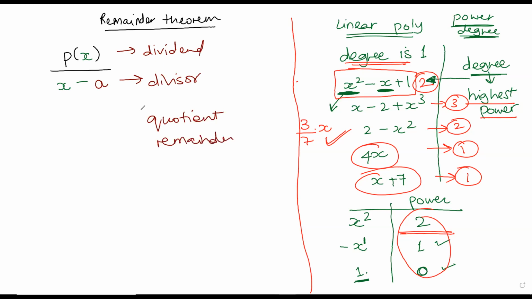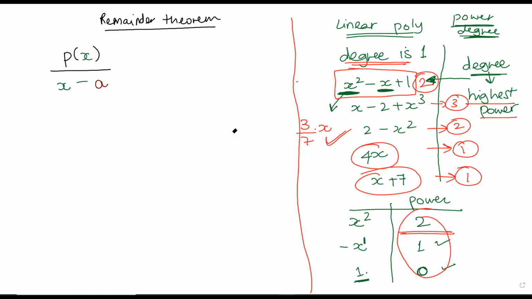So the remainder theorem talks only about the remainder, because it's the remainder theorem. It doesn't talk about the quotient. The remainder theorem tells us that when you divide these two, the remainder is going to be equal to P of A. What does this mean?